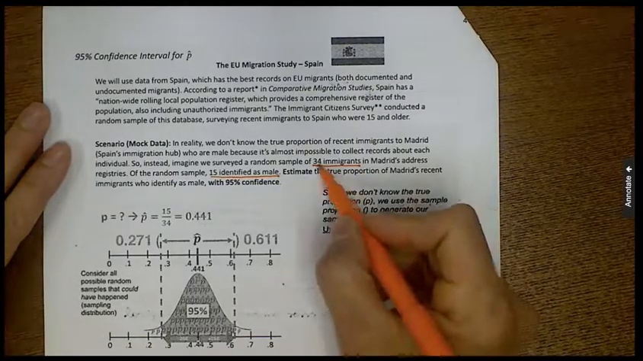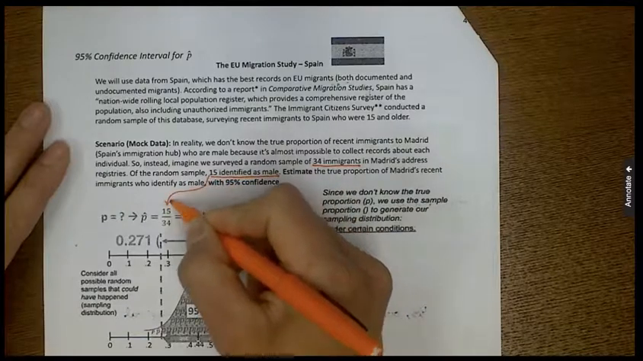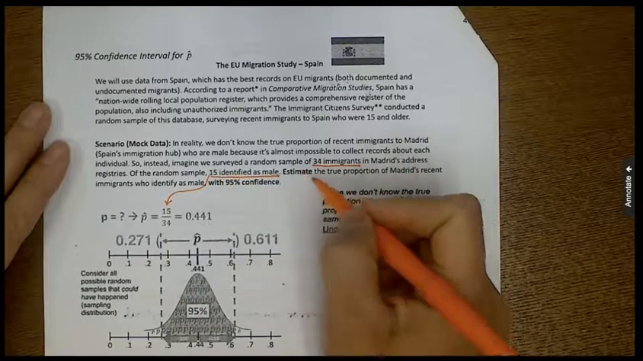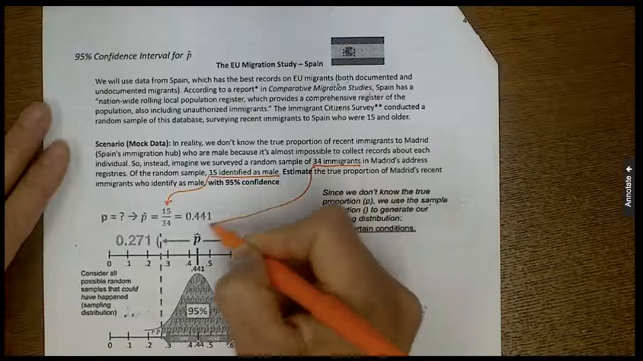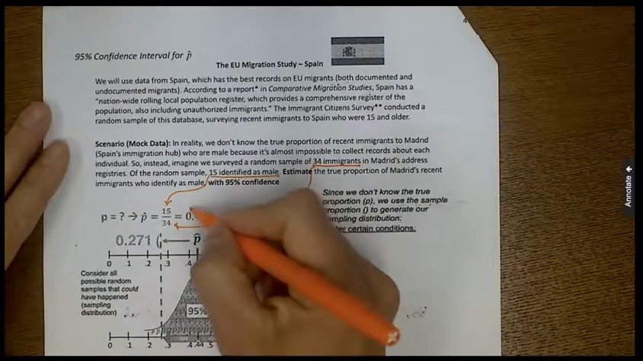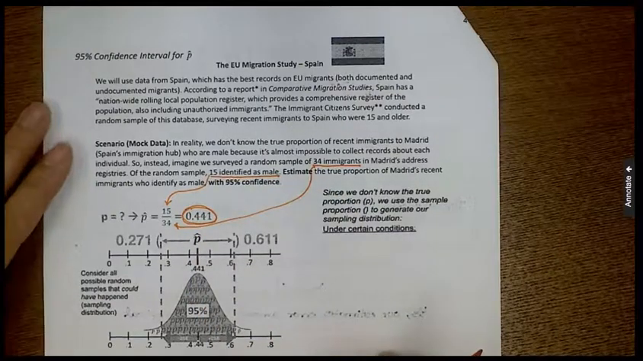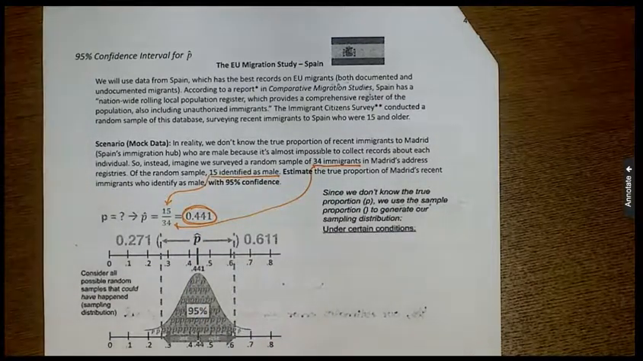So we're going to use this as our proportion. We're going to put 15 up here in the numerator and 34 down here in the denominator. We're going to go ahead and divide, and we get our proportion. Taking it out to 3 decimals, it is 0.441. So that is the proportion that we're going to use.